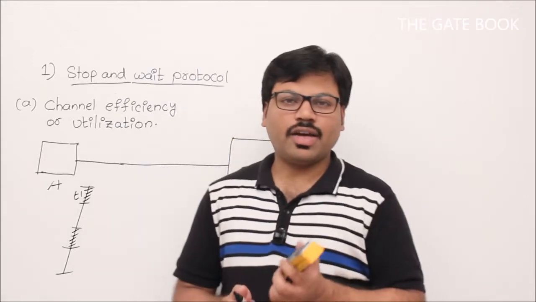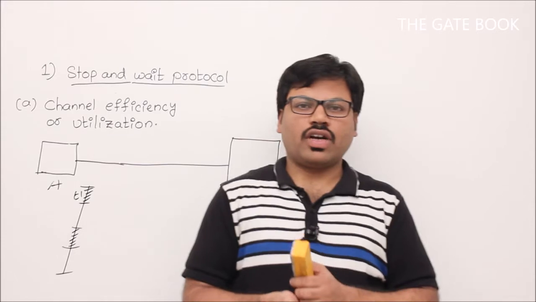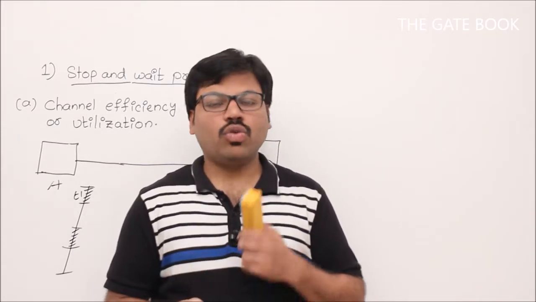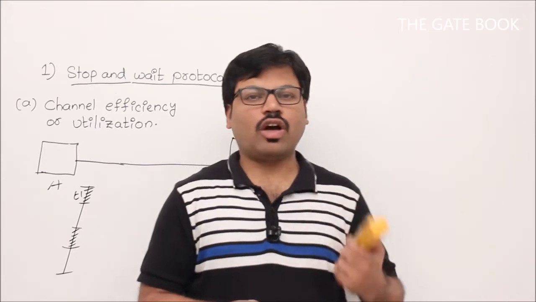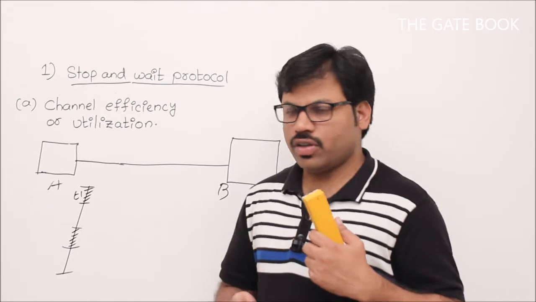Now in this session we'll talk about performance criteria. That means how effective the stop and wait protocol is, and how good the Go-Back-N and SR protocols are. How do we find out which is good and which is bad, and how much good, how much bad? For that we need some metrics, right? So we are going to talk about those metrics.